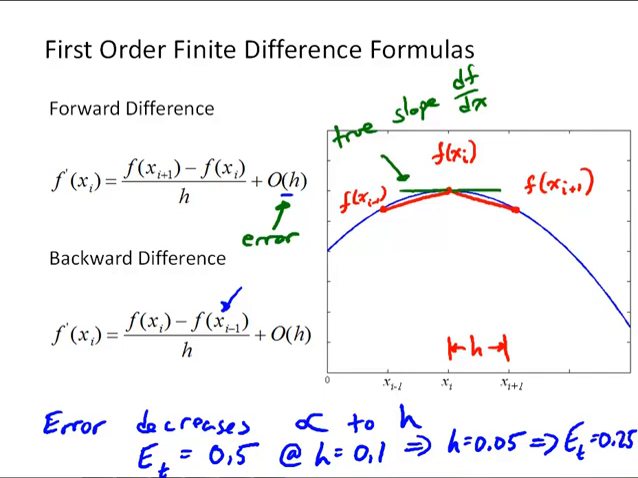So one thing you might notice looking at this picture is, well, it looks like if we took f of x i minus 1 and f of x i plus 1 and bracketed xi, that would be what we would call a center difference. If we center our two points across the point that we're approximating, it looks like we get closer to the result. And in fact, we do.